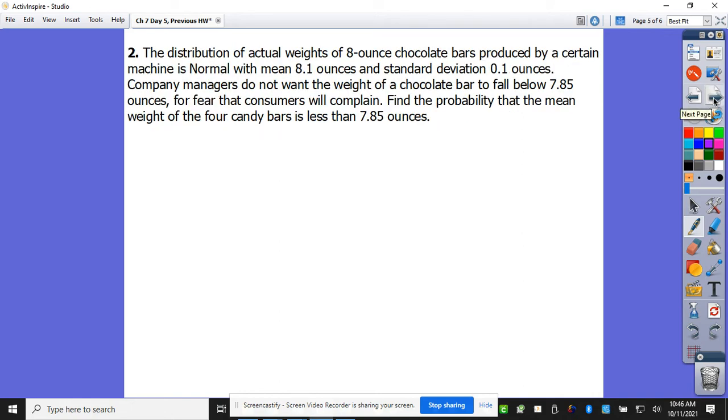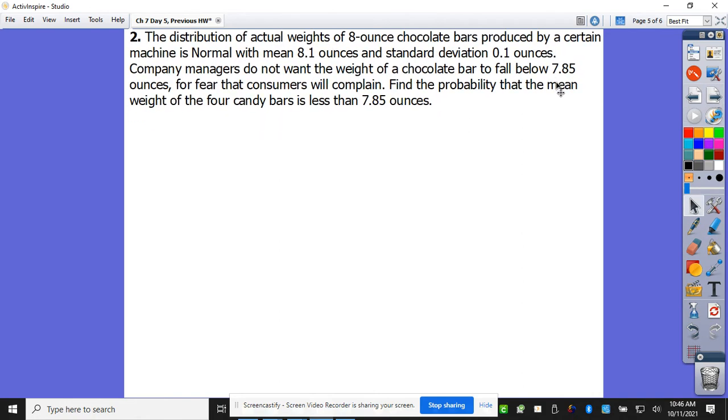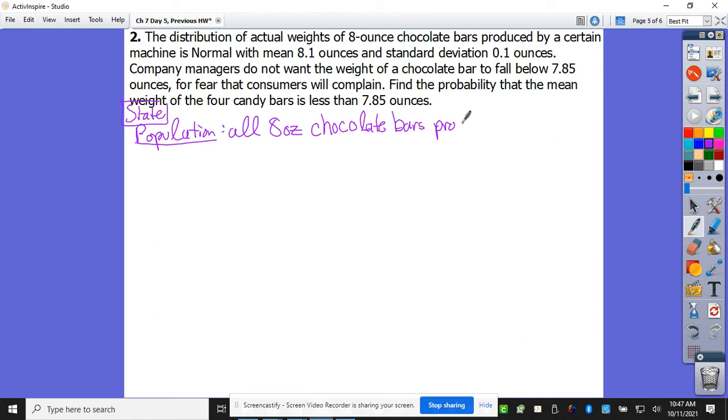All right, so number 2. This is one about the chocolate bars produced by this particular machine. So our population here would be all, they're called 8-ounce candy bars, which is kind of annoying because that's also what we're measuring. So all 8-ounce chocolate bars produced by this particular machine.